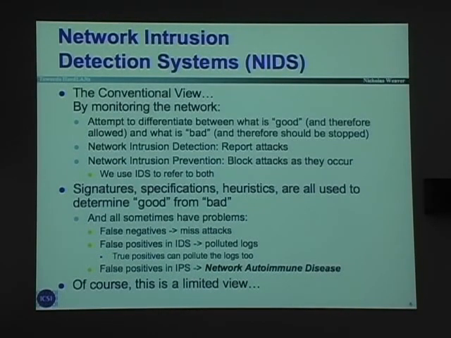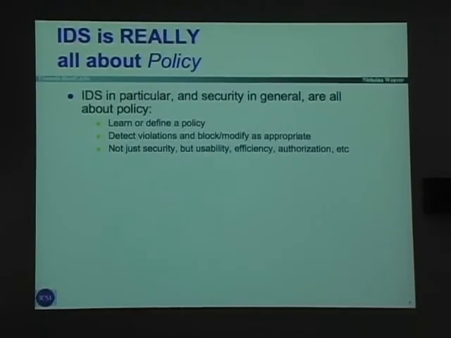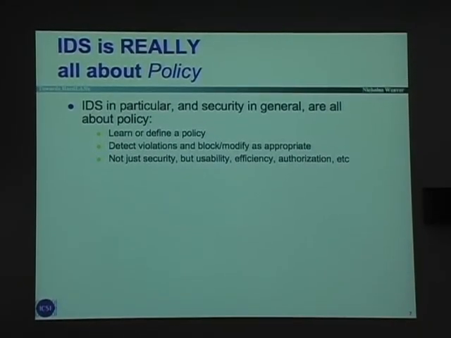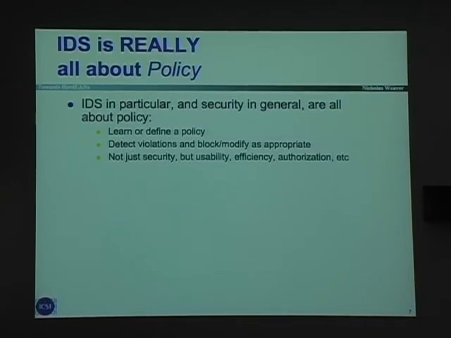A false positive in an intrusion prevention system, where you block traffic, is network autoimmune disease. That is, your security system is attacking your own network. This is really bad. However, we take a different view of the IDS problem. In general, we believe it's policy. You have to learn or define a policy, detect violations, and block as appropriate. And it's not just security. It's usability, efficiency, authorization. These are all policy problems.